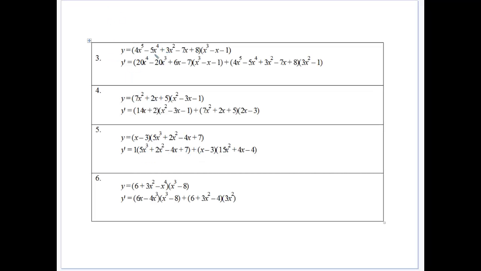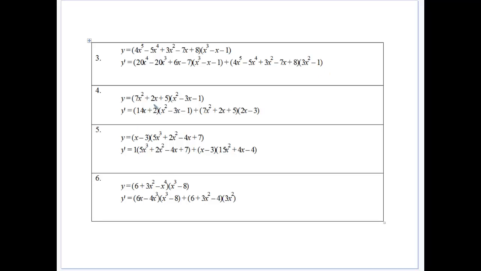So question 3 here, and again, long bracket here, derive it. 4x to the power of 5 becomes 20x to the power of 4. 4 times 5 is 20, subtract 1 from the power. 2 times 3 is 6, subtract 1 from the power. Minus 7x becomes minus 7. Keep the second bracket, plus the first bracket, and times the derivative of x cubed, which is 3x squared, minus x, which gives us minus 1, and the minus 1 goes to 0.